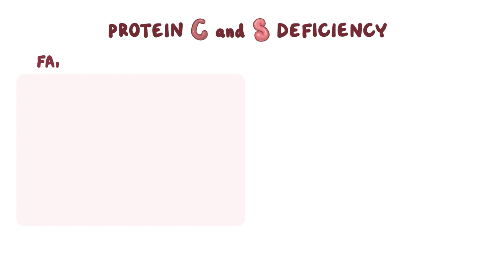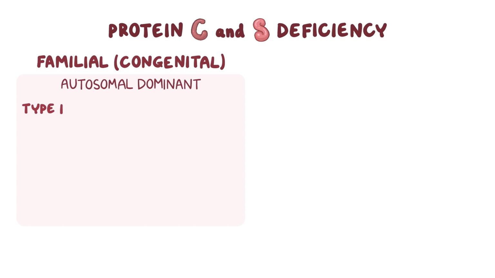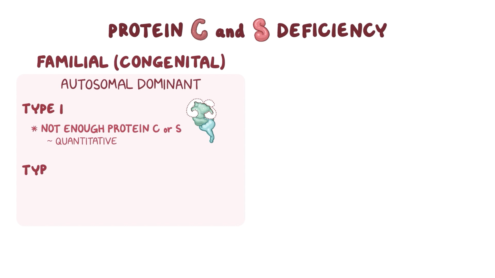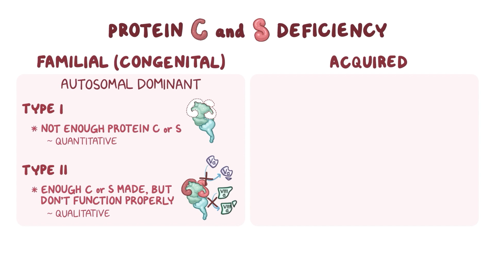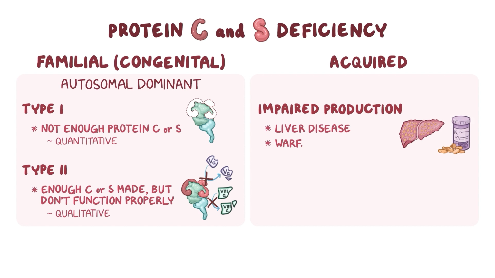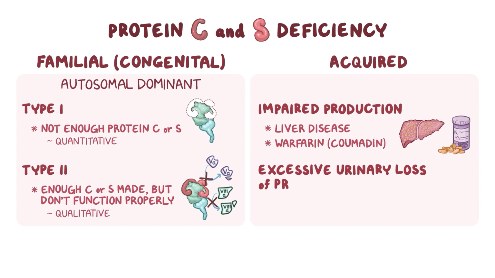There are two types of familial or congenital protein C and S deficiency. Both are inherited in an autosomal dominant manner. Type 1 disease is when there's not enough protein C or S, so there's a quantitative defect. Type 2 disease, however, is a qualitative defect, because enough protein C or S are made, but the proteins don't function properly. There are also acquired forms of protein C and S deficiency, like impaired production as seen in patients with liver disease or in patients taking warfarin, also called Coumadin. Another cause is excessive urinary loss of these proteins, which can happen in people with nephrotic syndrome.